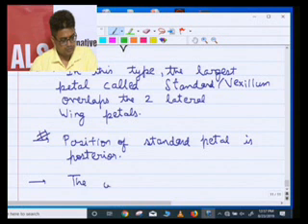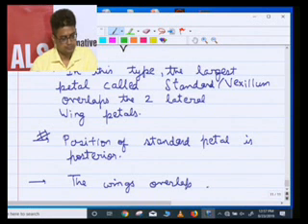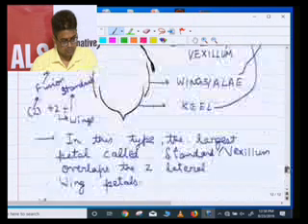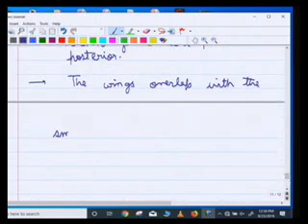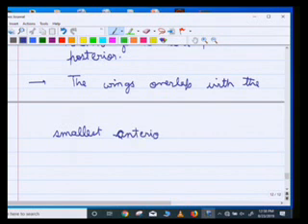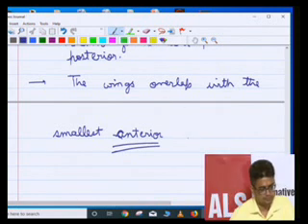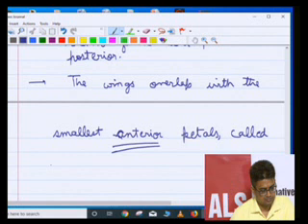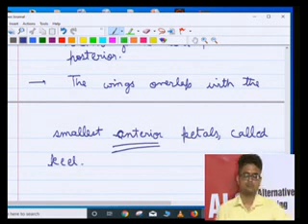The wings overlap the smallest anterior petals, called keel. Anterior petals called keel. It's also called carina, another name.